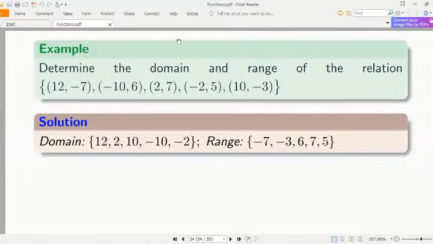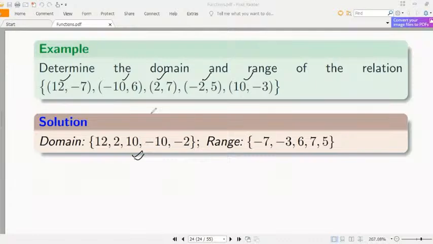Look at this other example here. Determine the domain and the range. We did this earlier, and we said that the domain is the set of the x values. You can see that is what I have here, what I've just ticked there. It must be in those brackets because it's a set.